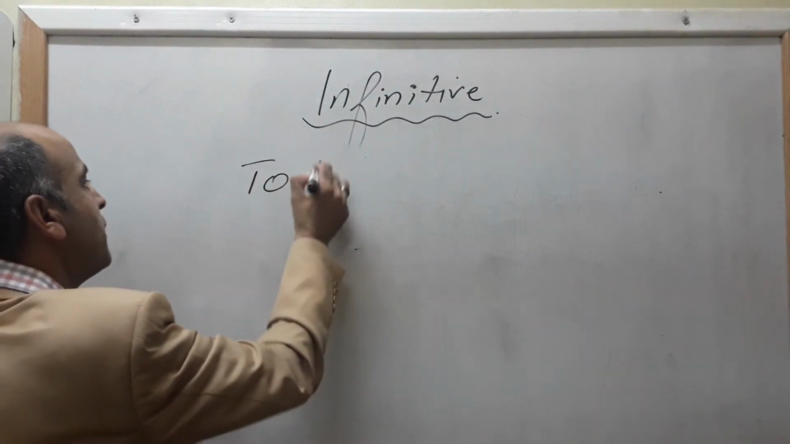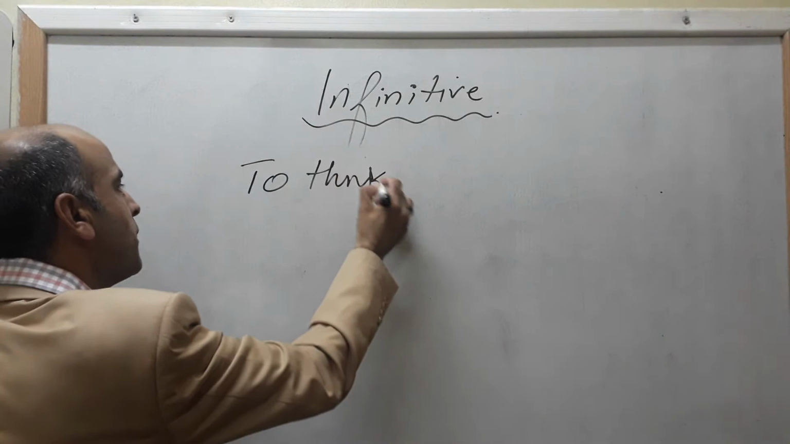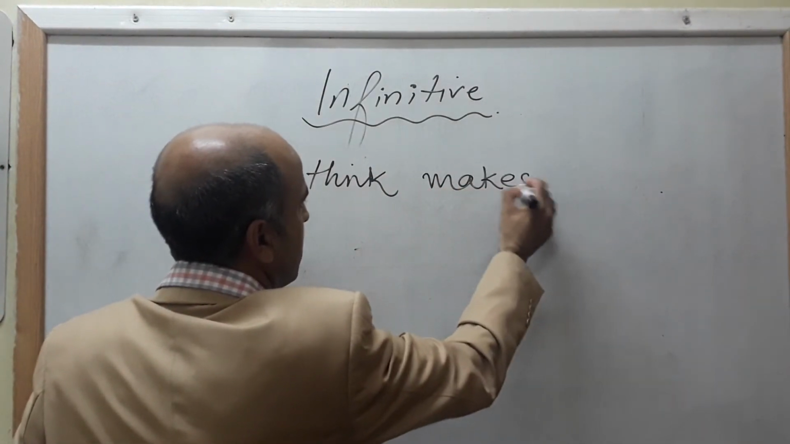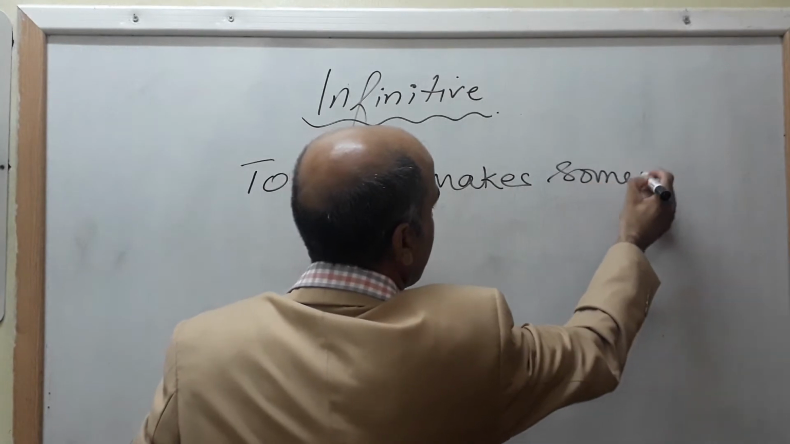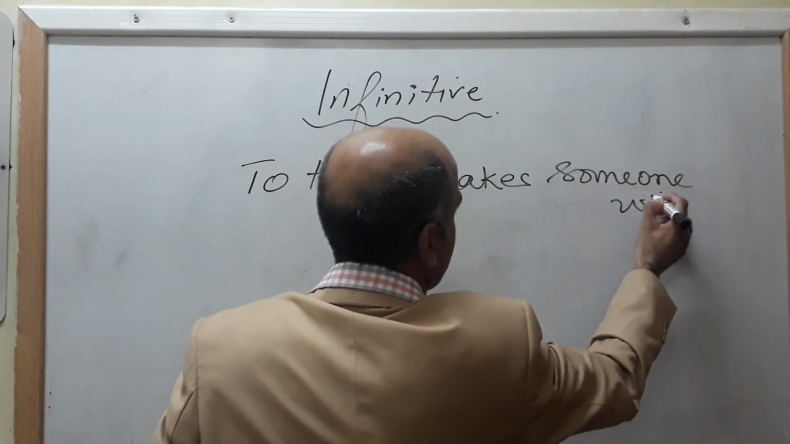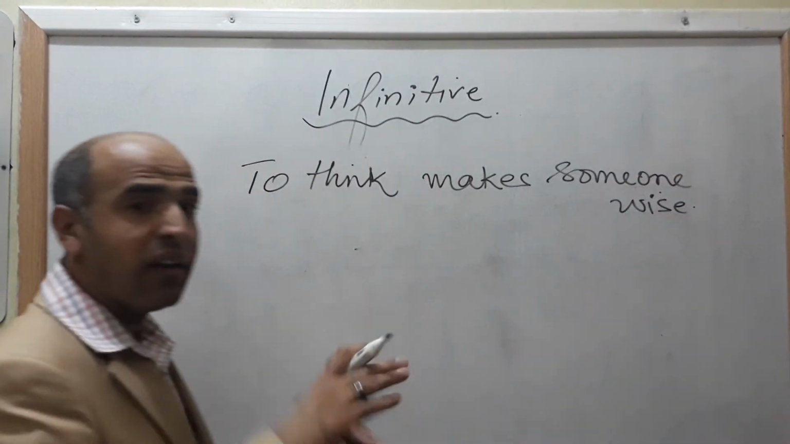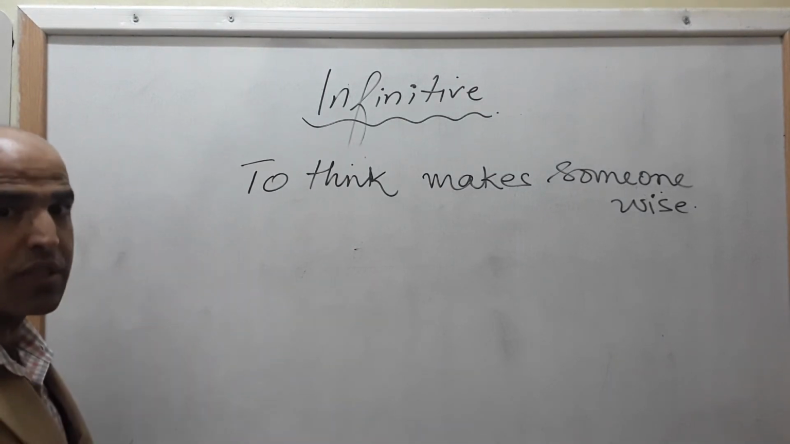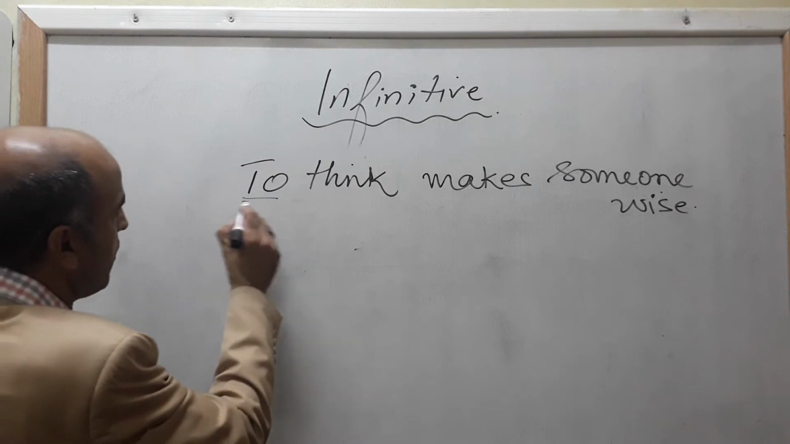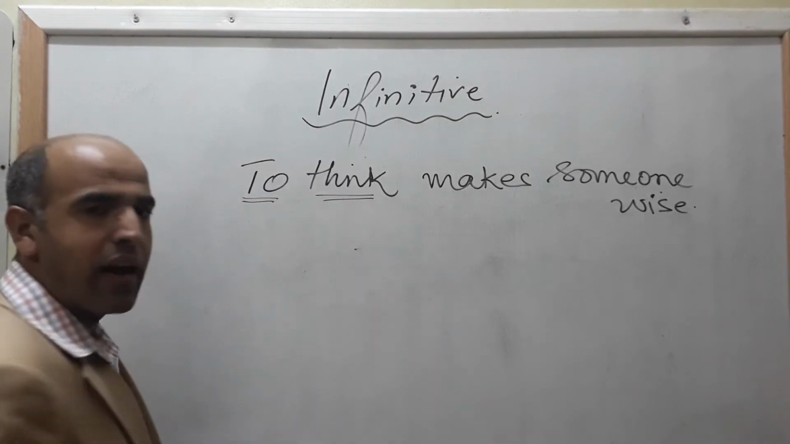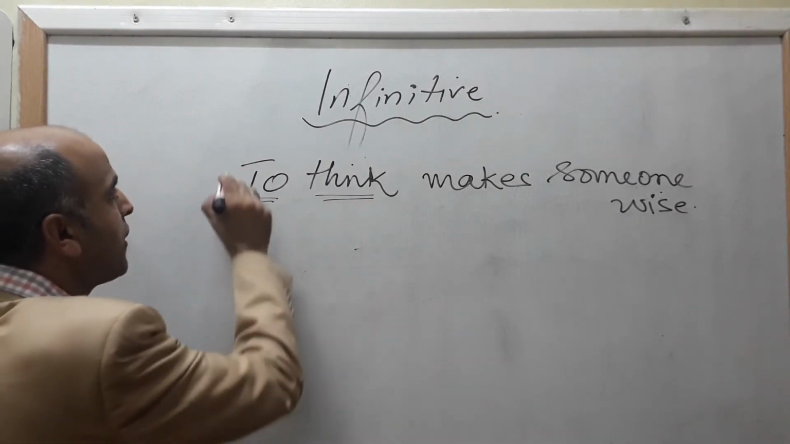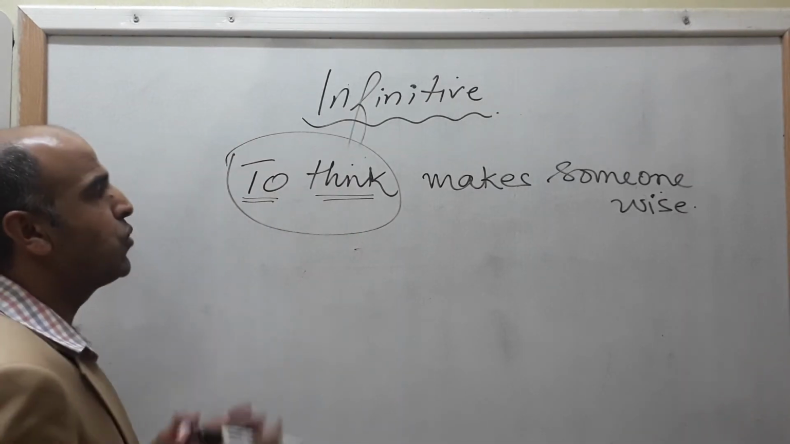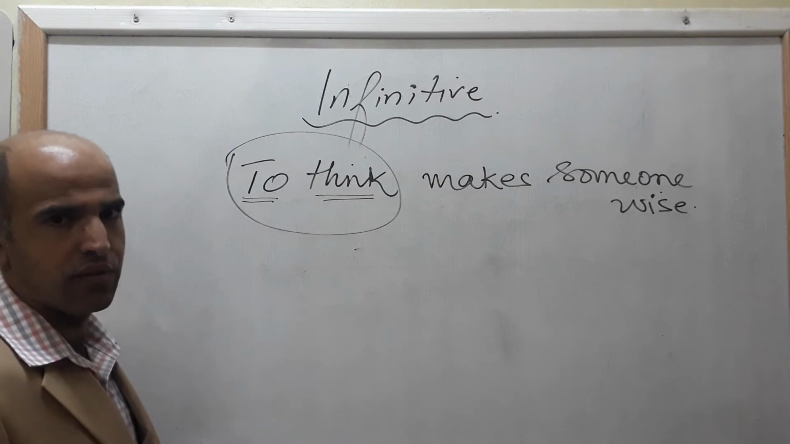To think makes someone wise. Now, by looking at the sentence, one can easily perceive that it is to plus base form or lexical form of verb. To think, this is your infinitive. But how does it work as a subject of the sentence?